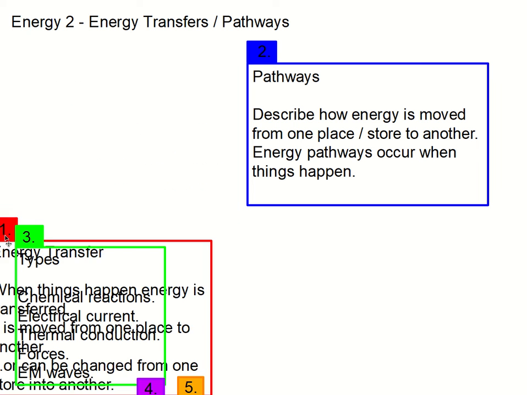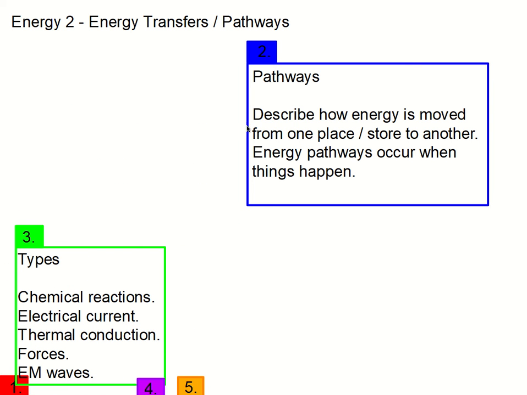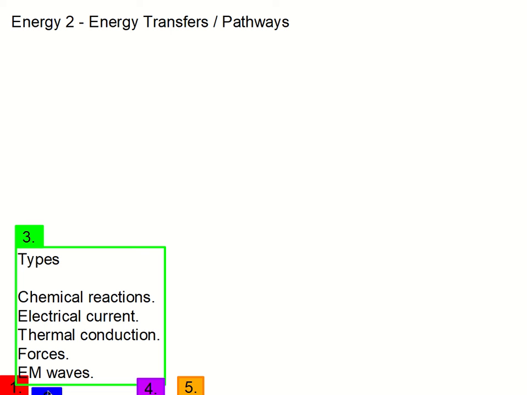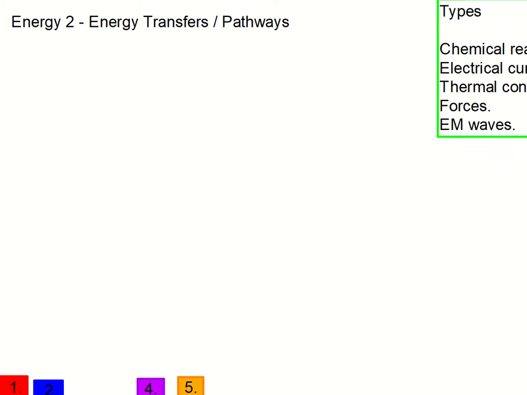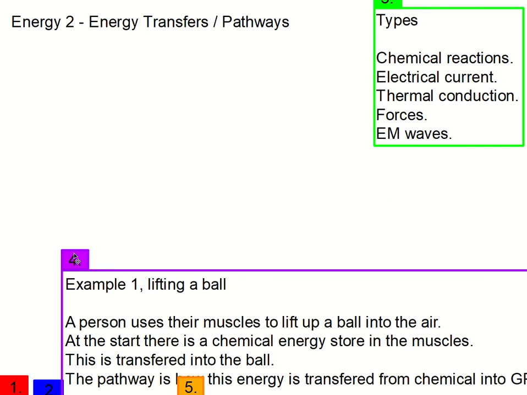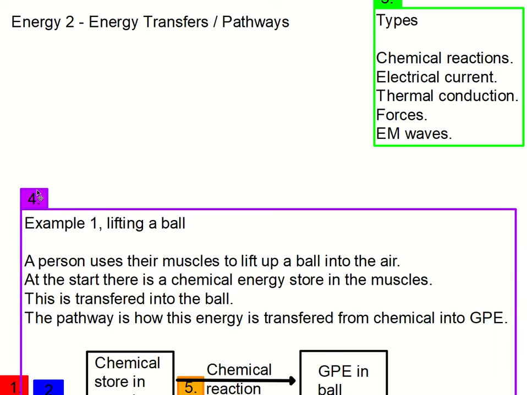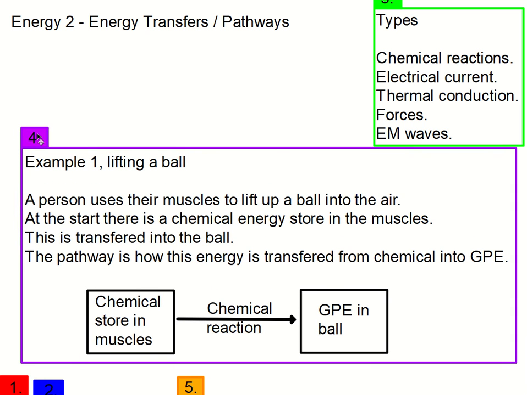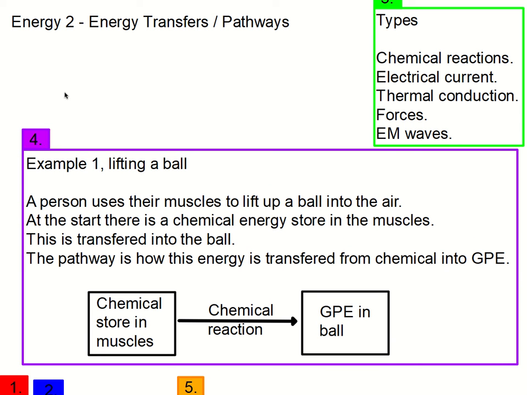Now I'm going to get rid of these two, because to try and go through some examples to let you know what I'm talking about, I'll run out of space if I keep them up. So I'll keep the energy types up there, and we'll go for a quick example. So first example, lifting a ball up, keeping it simple. So bit of a description to start off with. A person uses their muscles, obviously, to lift up a ball into the air. That's the situation. They picked up a ball, they're holding it in the air.